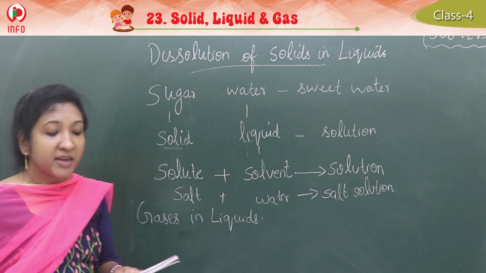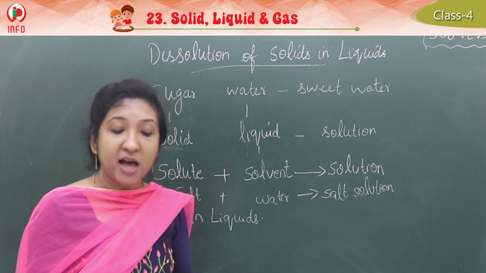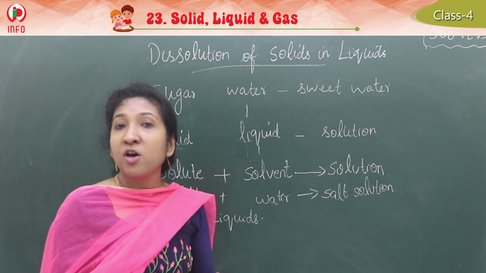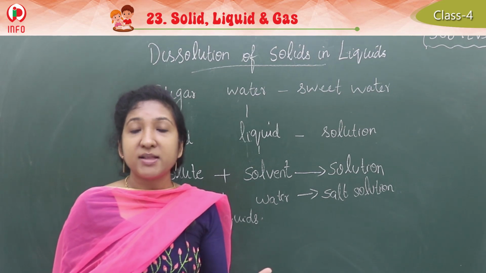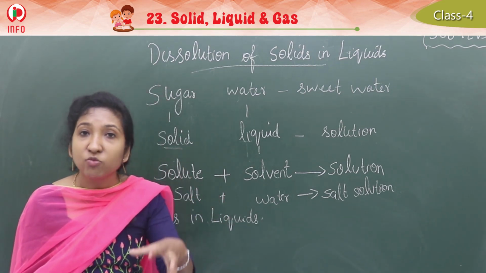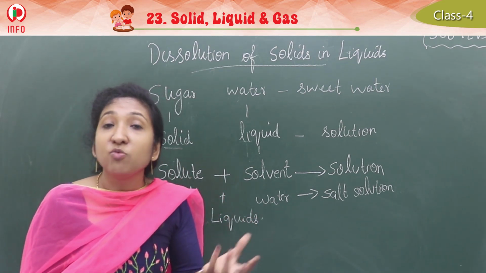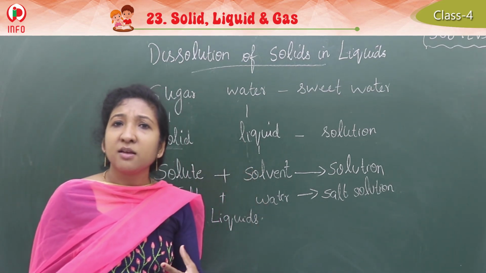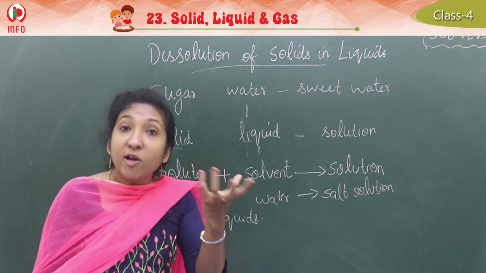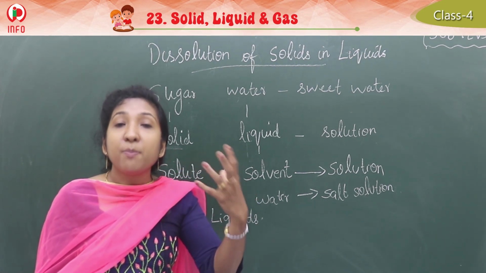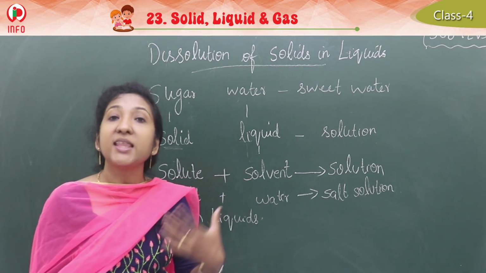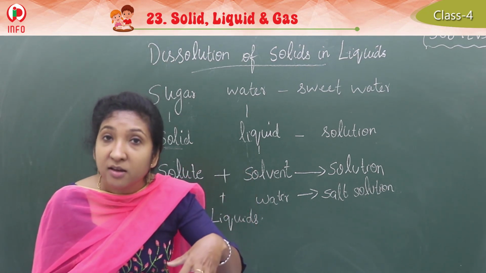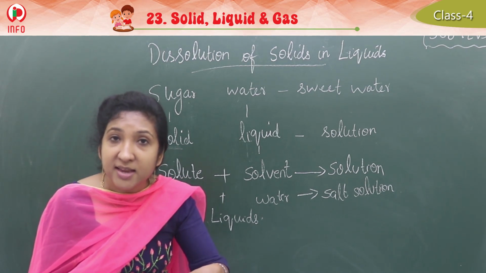Let's see. Many gases like oxygen and carbon dioxide dissolve in water. How do you know? Plants and animals live in water. How do fish breathe in water? Many fishes are there in the water. How do they breathe? Because there is oxygen in the water. With the help of that oxygen, they breathe and they live in water. So oxygen is dissolved in water, we say, isn't it?